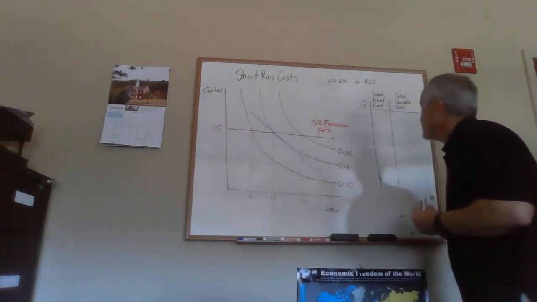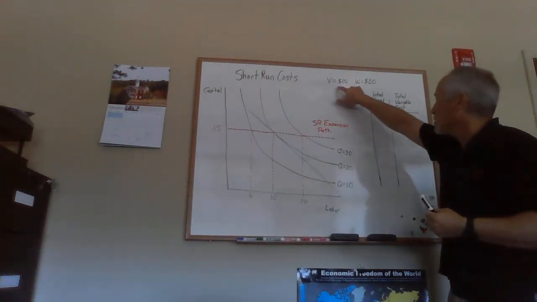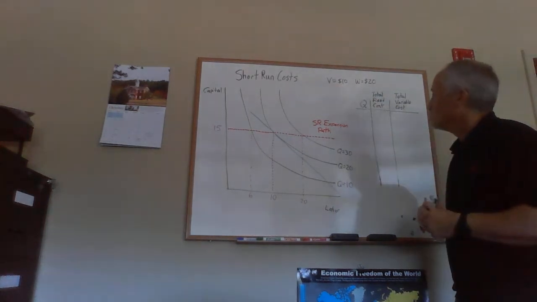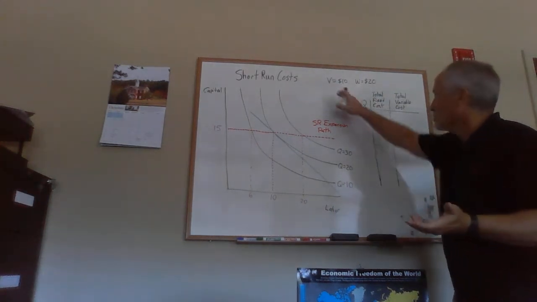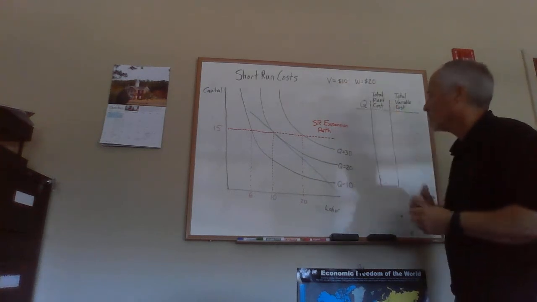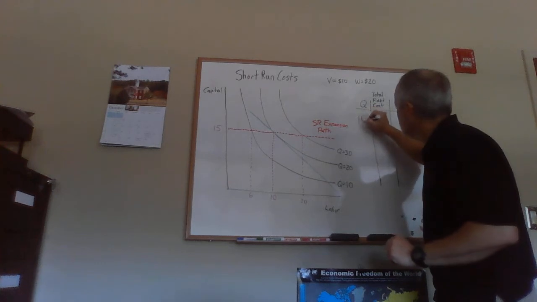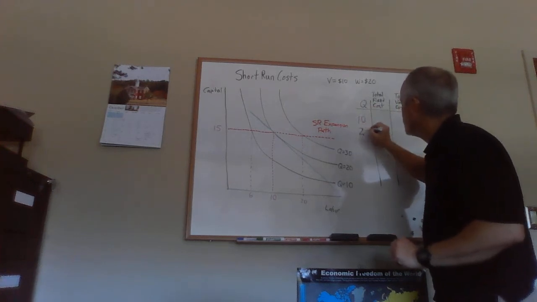So we have fixed and variable costs, and just to be able to calculate this, I have to actually specify a price for capital and a price for labor. So the price of capital is 10 and the wage for labor is 20. And then what we can do is come over here and write out the quantities.